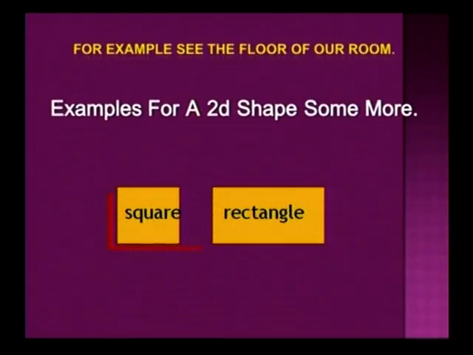So, let us see the following picture. Give some examples of 2D shapes. Very good. The floor of our room is a 2D shape. It is in the rectangle shape. But some are in the square shape also. So, how do we find whether it is a square or a rectangle? Very good. First, we have to learn what a square is.